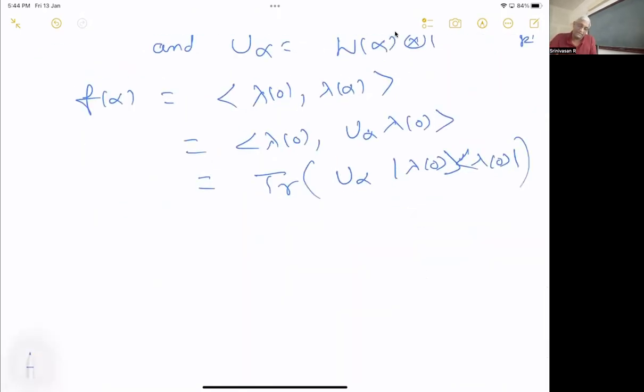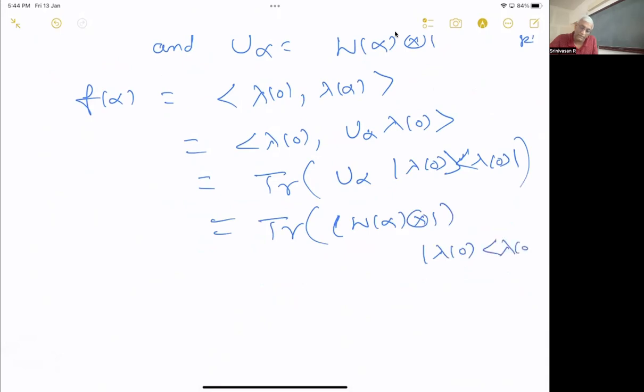Now here comes the trick. By definition, this is equal to the trace of, this is how our U alpha looks: W tensor 1, lambda 0 times lambda 0. Now here comes our exercise. This is the assignment, which was a problem in the end semester exam. The assignment is the following.